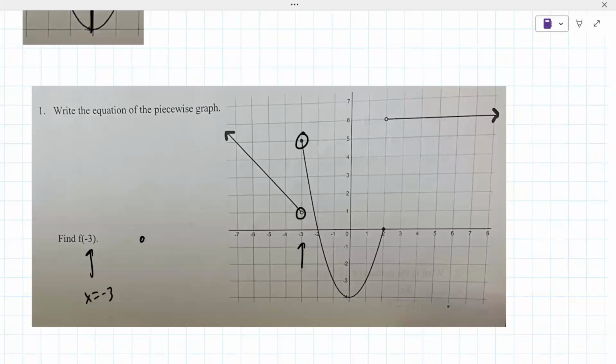Which one is the filled in one? Well, it's the top. So what is the y value there? 5. 5, that's it. You don't need all these lines, but that's the progression in terms of your thinking through it.